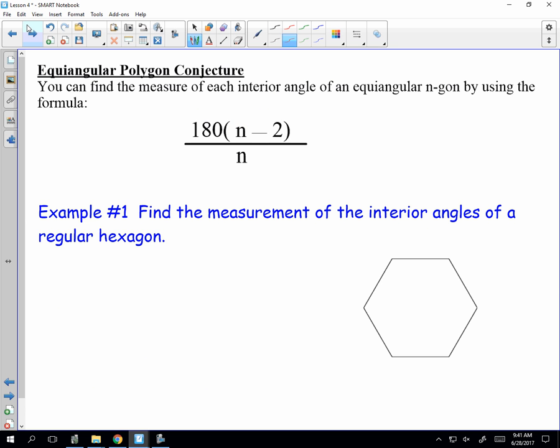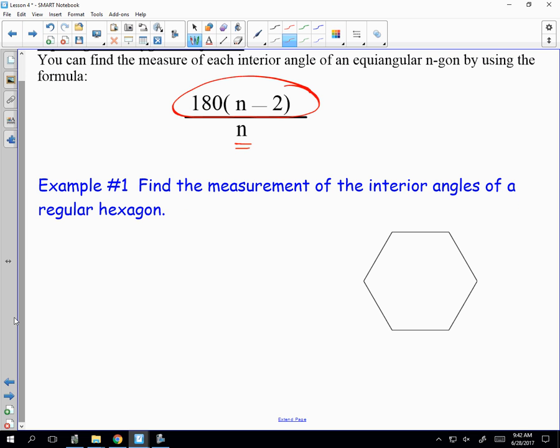So now, when we look at our equal angular polygon conjecture, we built this in the last lesson as well. If we want to find out how much each angle is, we find the sum of all of the angles and then just divide by how many angles there are. So let's test this out with our regular hexagon here. Hexagon, six-sided, minus 2 times 180 divided by the 6 sides or 6 angles of the shape. And when we do that, we get 120 degrees for each one of those angle measures.